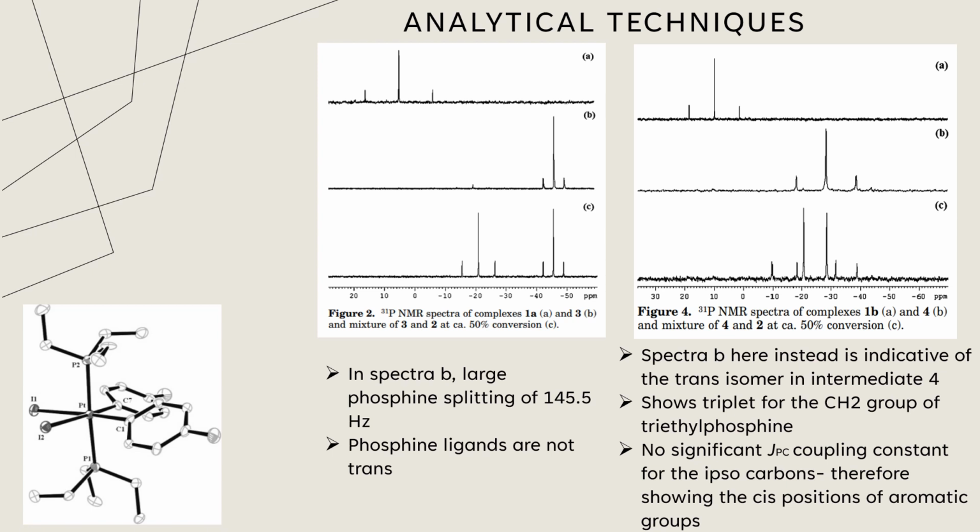So we also have, more importantly, our 2 NMRs here, which are both 31 phosphorus NMRs, and in the first NMR you can see in spectra B there is a large phosphine splitting of 145.5 Hz, which translates to the fact that the phosphine ligands in compound 3 are not trans, whereas in the second NMR, spectra B in the middle, you can see that this is indicative of the trans isomer, and this is because this shows a triplet for the CH2 group of triethyl phosphine, and there is no significant JPC coupling constant for the ipso carbons, which are the carbons where the fluorines connect to on the aromatic ring, and therefore showing the cis positions of these aromatic groups.